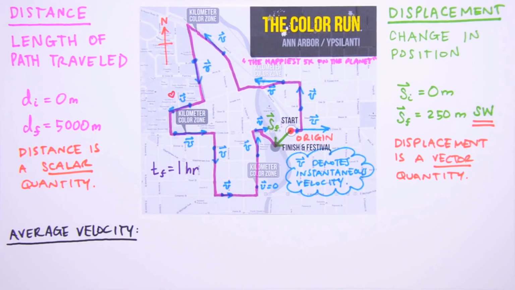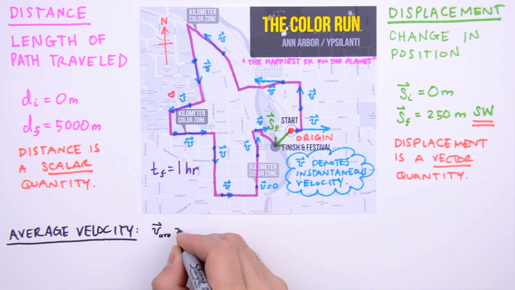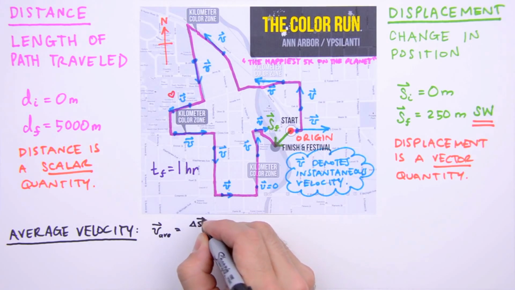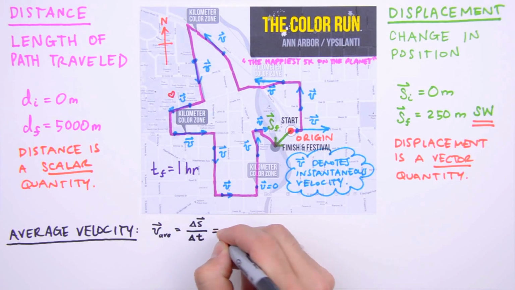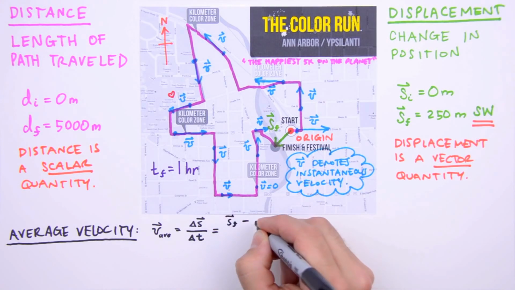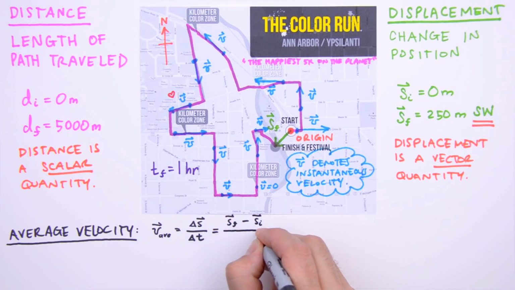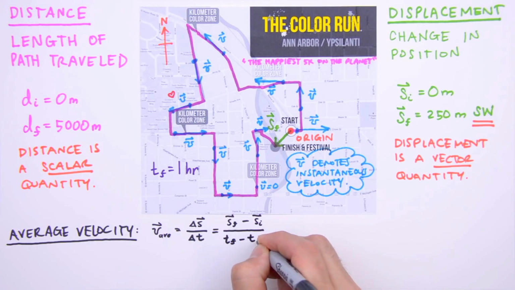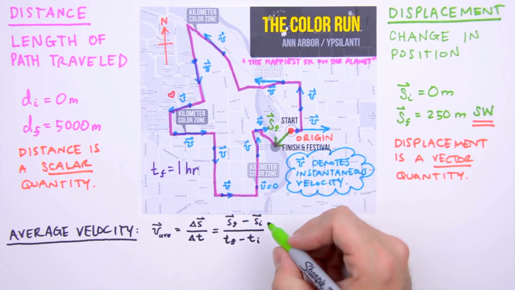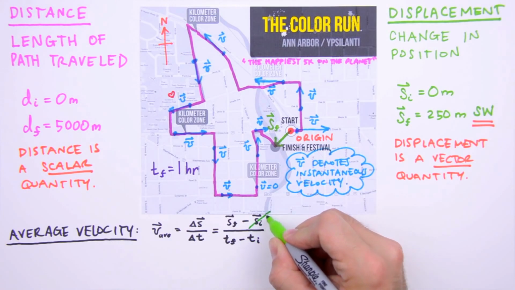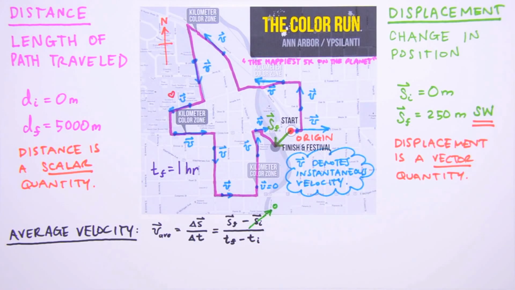The average velocity of a body is defined as the change in the body's displacement, delta S, divided by the change in time, delta t. Expanding, we get S sub f minus S sub i over t sub f minus t sub i. Here the initial displacement is 0, so we can set this value to 0. And almost always the clock starts at 0. Here it's implied by our final time of 1 hour, so we can set t sub i to 0.